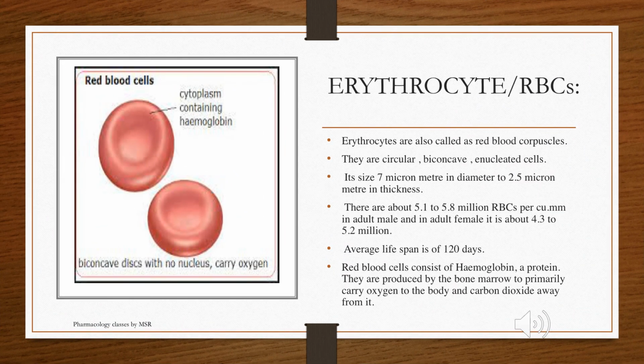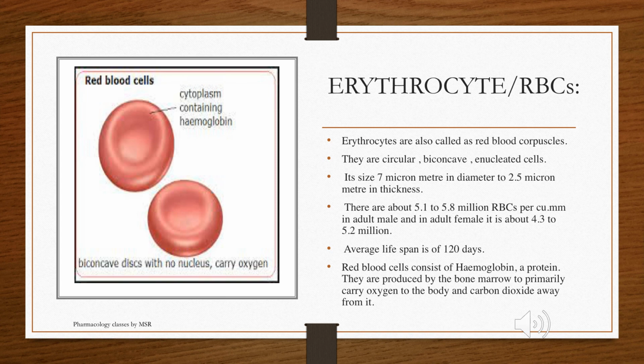The formed elements include the RBC, WBC and platelets. The first one is erythrocytes, also called RBC, red blood cells or red blood corpuscles. These erythrocytes are circular, biconcave cells which don't have a nucleus. When coming to the size, they are 7 micrometers in diameter and 2.5 micrometers in thickness. In a young adult male, 5.1 to 5.8 million RBCs are present per cubic mm, whereas in females, 4.3 to 5.2 million cells per cubic mm.